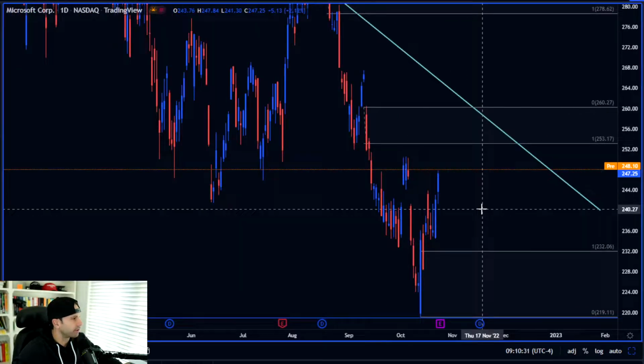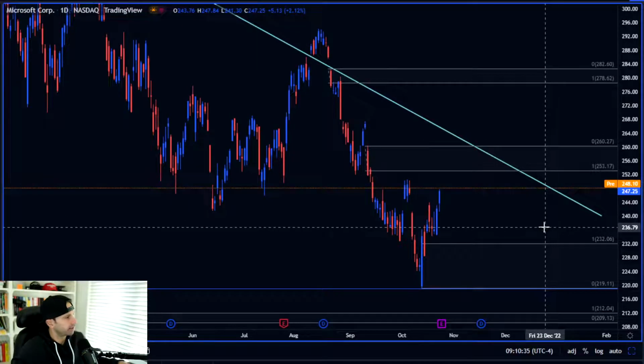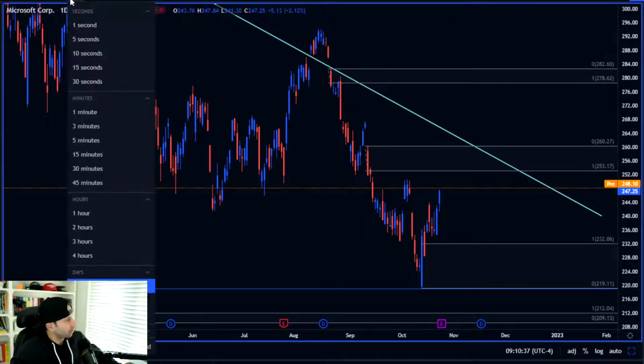So I got Microsoft here. They report this afternoon, very important for the Nasdaq. This trend line is on the weekly.